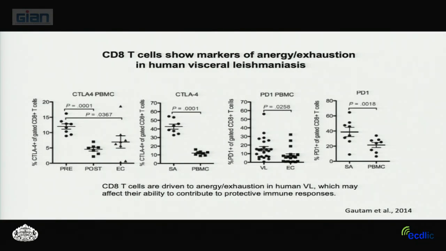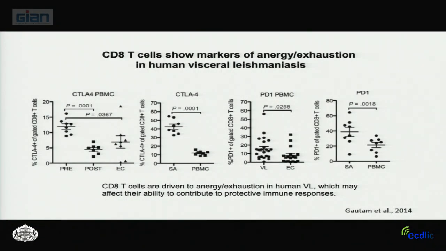So CTLA-4 and PD-1 are these markers of anergy or clonal exhaustion. These have been the targets of these checkpoint inhibitors that reconstitute immune responses in cancer patients, and for which a Nobel Prize was given just this year. So T cell exhaustion is usually seen at the level of CD8 cells, and in patients with tumors, their CD8 cells can be potentiated by blocking these markers of anergy and exhaustion.